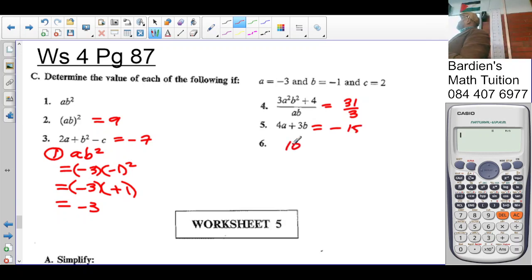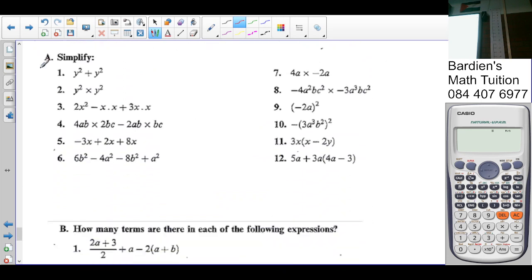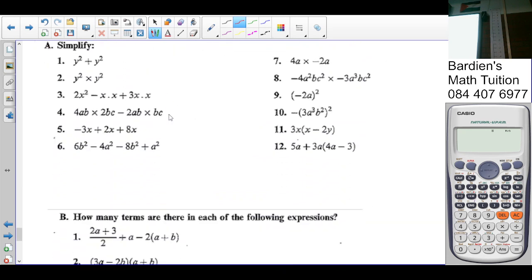Any issues with number 2 or 3 then? Any problems with number 2 or 3? Any issues with number 4, 5 or 6? No problem, okay? You look at worksheet 5.